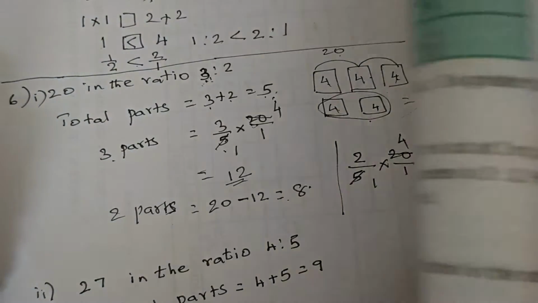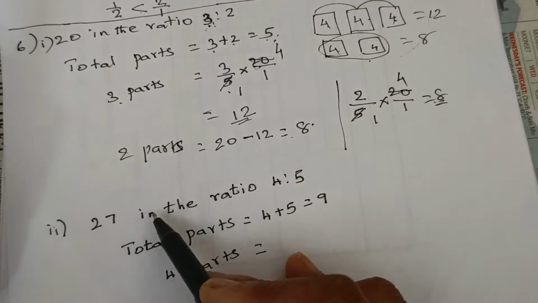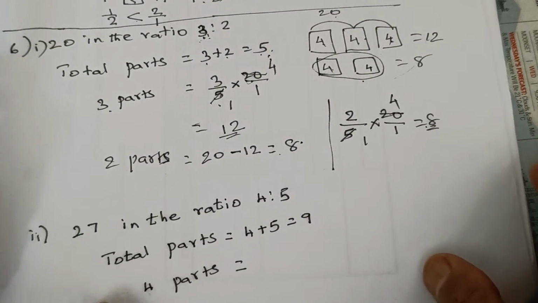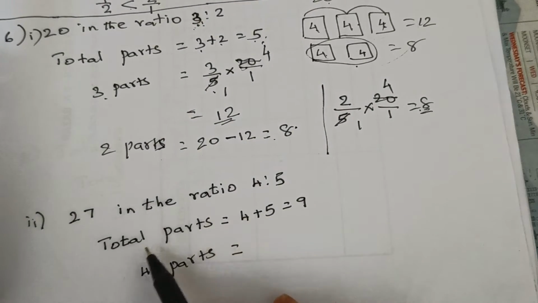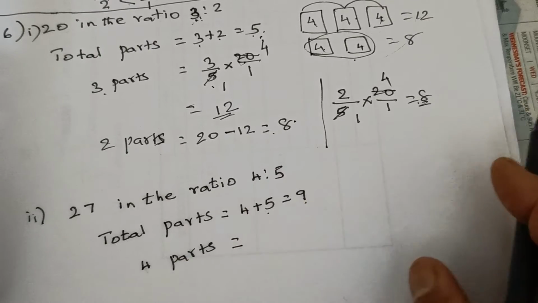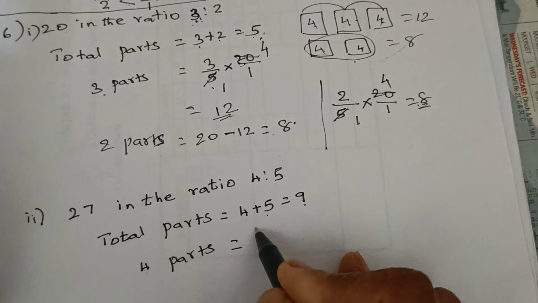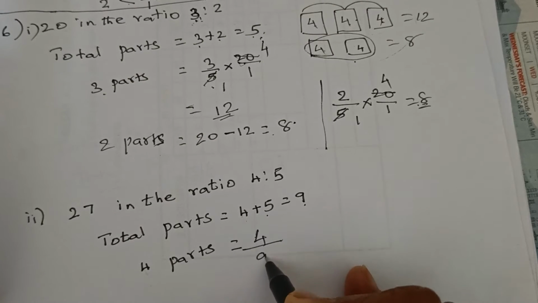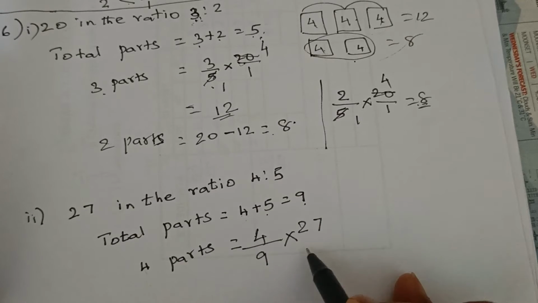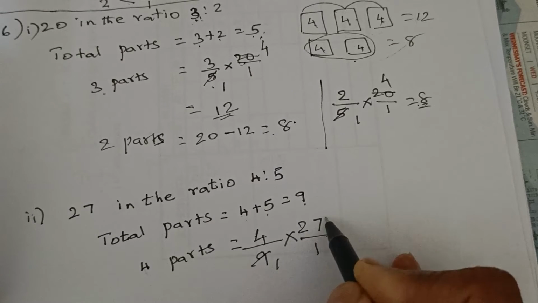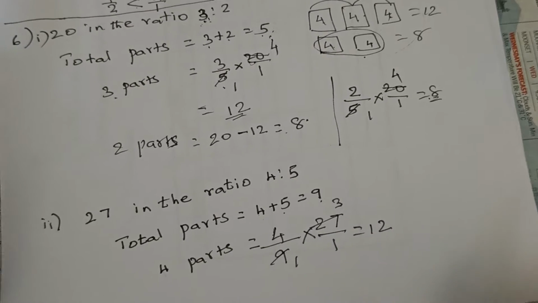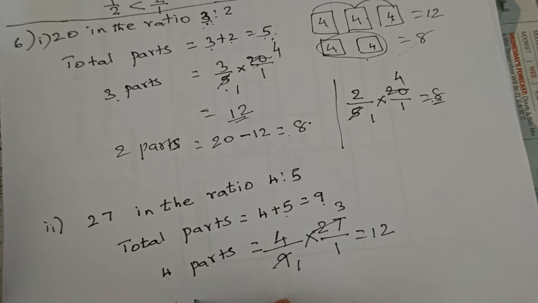Okay. Look at the second one: divide 27 in the ratio 4:5. You have to divide 27 in the ratio 4:5. So what is the first step? Find the total parts, which is 4 plus 5, 9. Now what is 4 parts? Just like the previous sum, 4 divided by the total 9 into 27 chocolates. 9 ones are 9, 9 threes are 27, and 4 threes are 12. The first one gets 12.